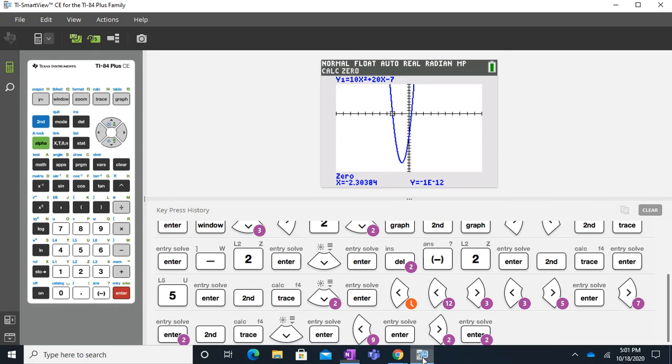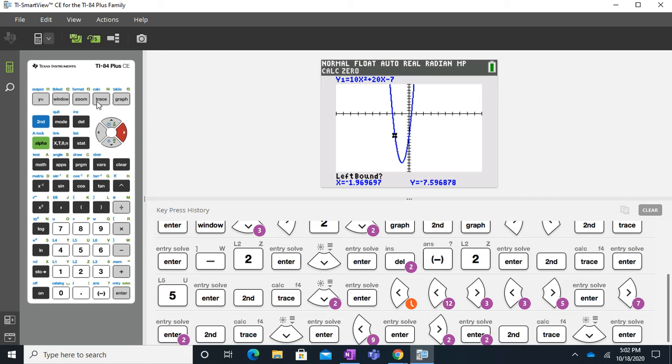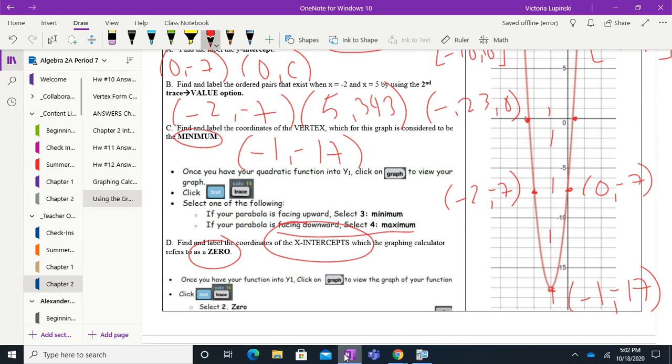Now we have to do the process one more time. So again, second, trace, choose the 0 option. Now we have to find the second answer. So when we say left bound of the positive answer, the left bound means you have to be underneath it. Then you have to scroll so that you're above it, if you're fancy. Otherwise, hit enter again, and you see you get positive 0.30. So that is our second x-intercept.